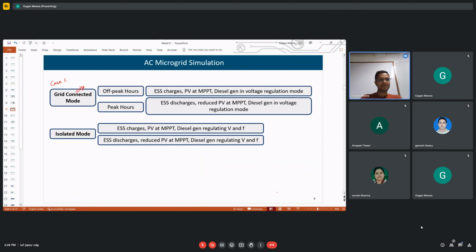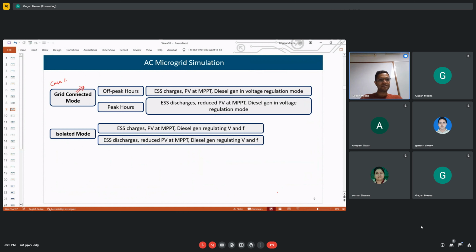The next case is the isolated mode. So in this case, energy storage can charge. This is the first case where energy storage is charging. In this isolated mode, there is no grid, so voltage and frequency reference has to be provided by the diesel generator. So that is why diesel generator is in voltage and frequency regulating mode.